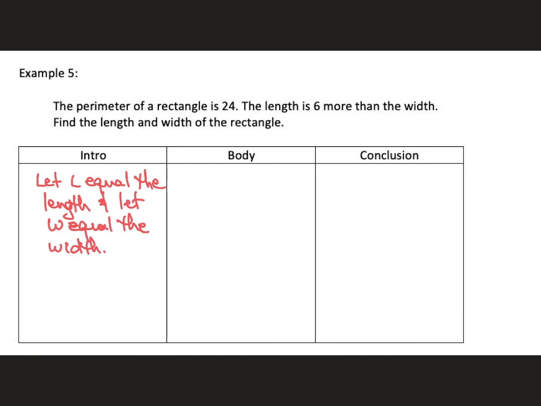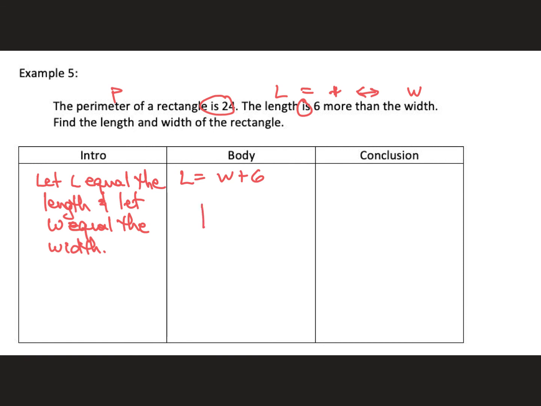Let's go back up to the equation. Let's translate it, annotate it. We know that the perimeter is 24, and it says the length is 6 more than, so more is adding, than is switching, and then the width is W. So our equation for this is going to be L equals W plus 6.